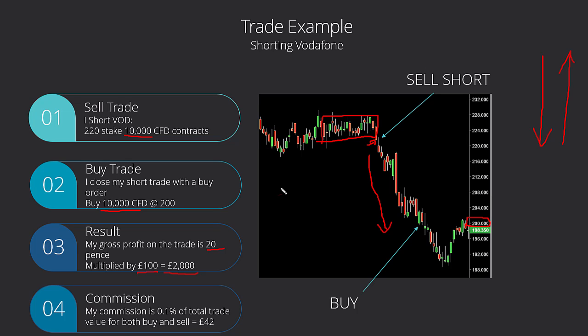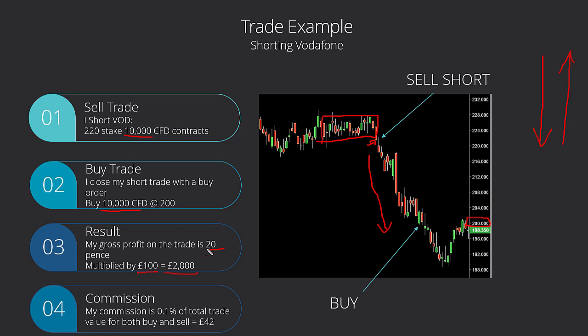The commission is 0.1% of the total trade value for the buy and the sell, and obviously we're going to pay this as we go into the trade, and as we come out of the trade. So as we go into the trade, 10,000 times our £2.20 stake is £22,000, and the commission for that is going to be £22, 0.1% of that total notional value.